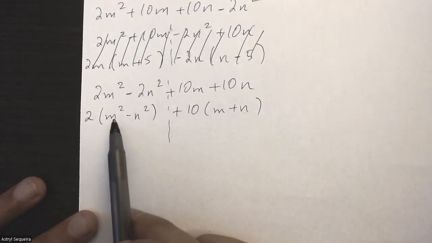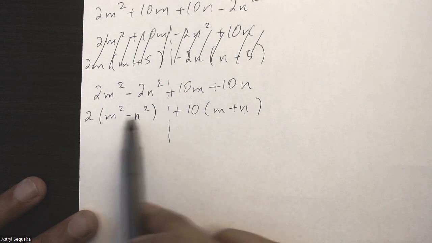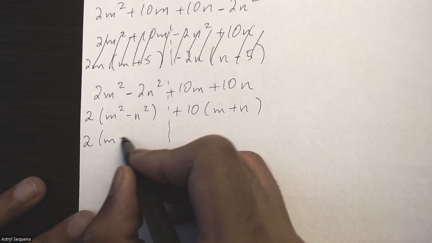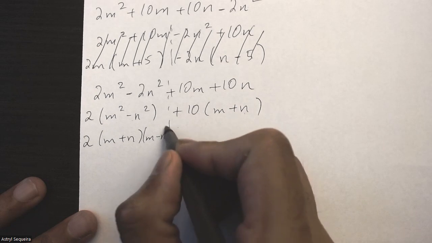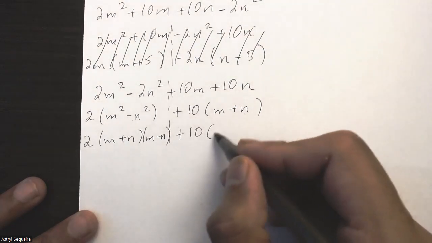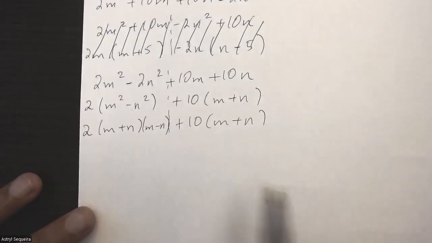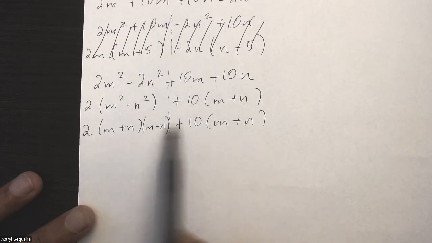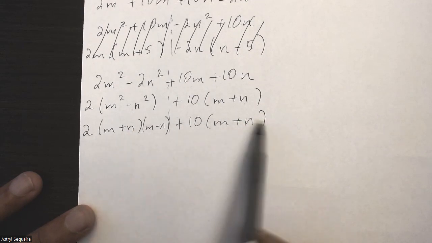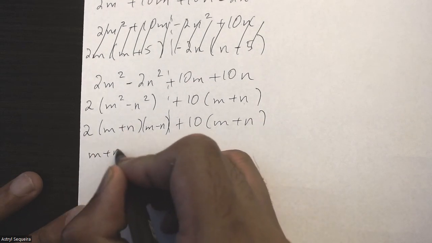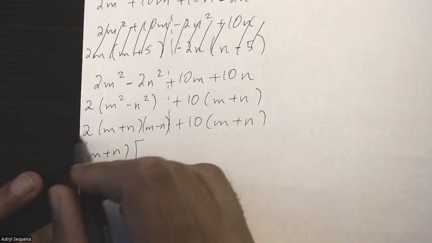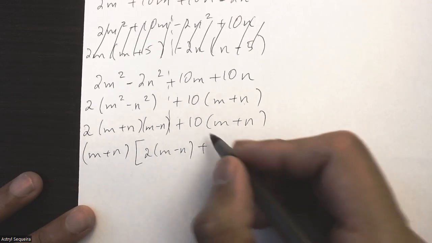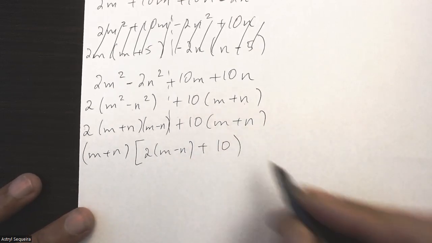Now, again, these two don't match, but what you do notice is that you can actually factor this with difference of squares. If I factor this with difference of squares, it's m plus n times m minus n. And now you notice that you can actually group out an m plus n. So if I factor out m plus n, I'm going to be left with this 2, this m minus n, these are multiplying, and then plus 10.